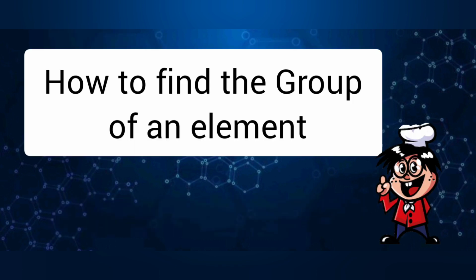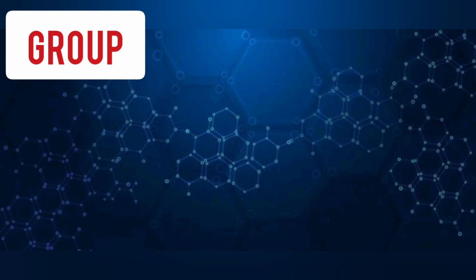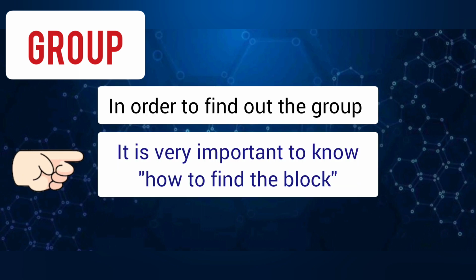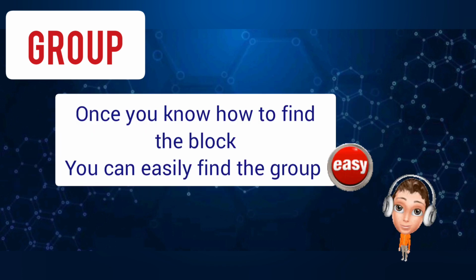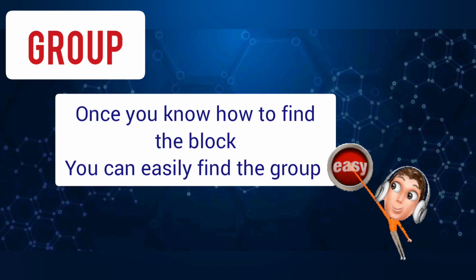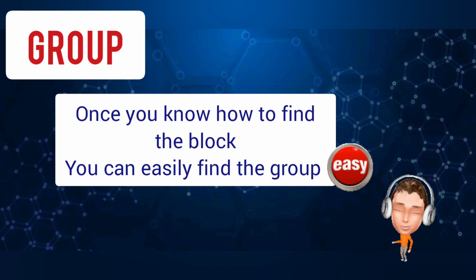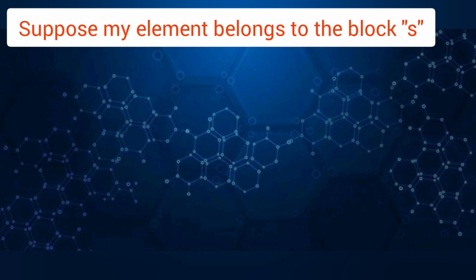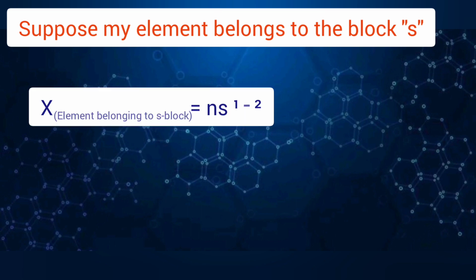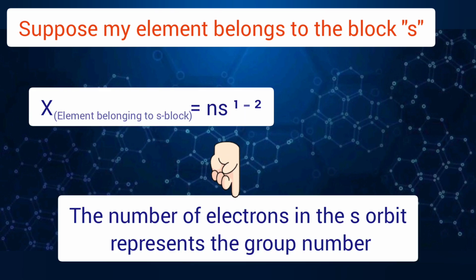So now let us learn the last and final thing, which is how to find the group of an element from its atomic number. In order to find out the group, it is very important that we should know how to find out the block. Once we know the block of an element, it is very easy to find out the group. Suppose that my element belongs to the s block. Then the number of electrons in the outermost orbit of the s block represents the group number.